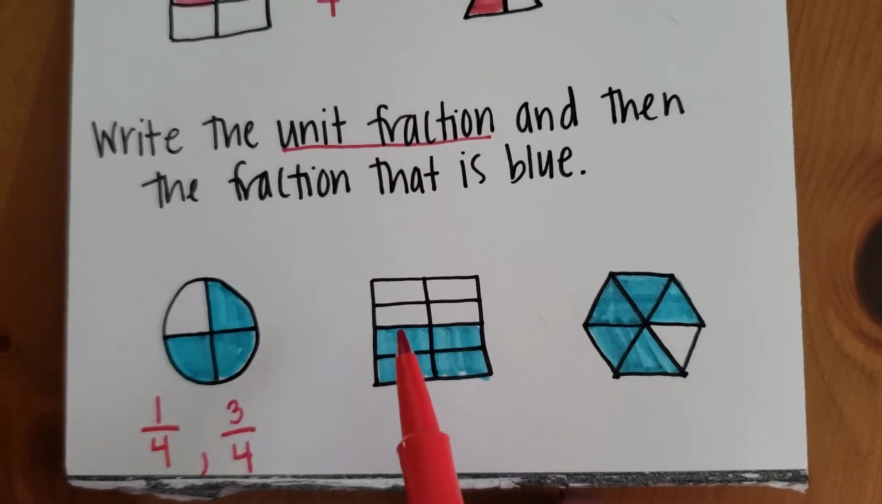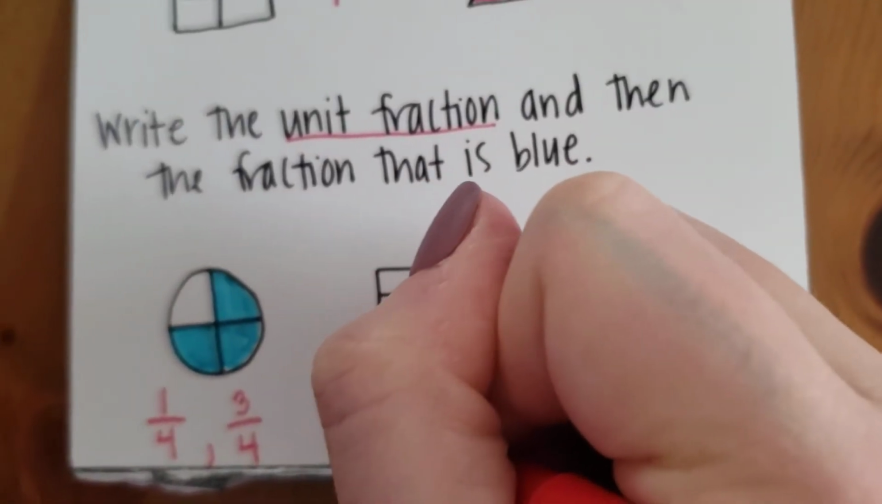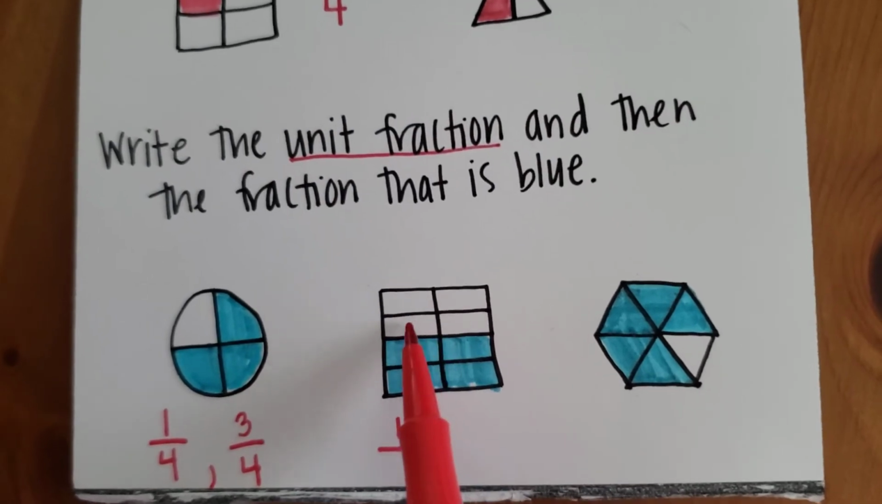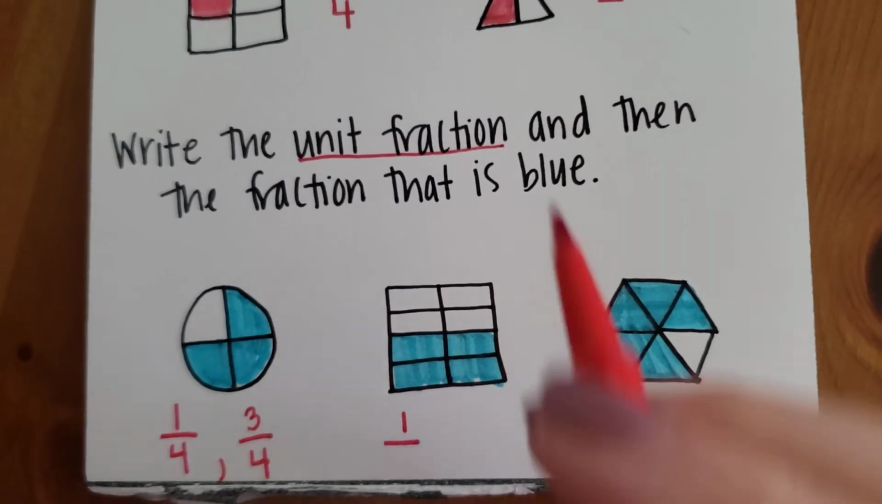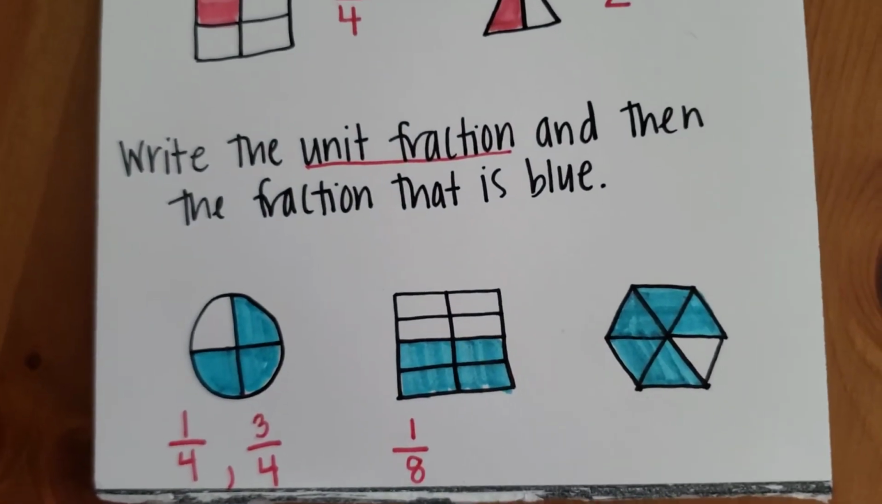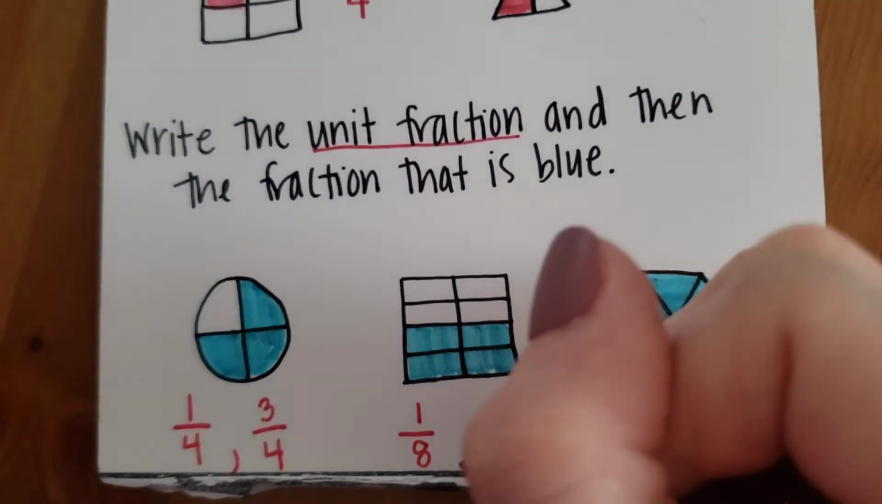Let's look at this one. So unit fraction again, I know I can go ahead and put 1, and I'm going to count how many pieces total there are. 1, 2, 3, 4, 5, 6, 7, 8. So my unit fraction is 1/8. That's how many one piece of that picture is going to be.